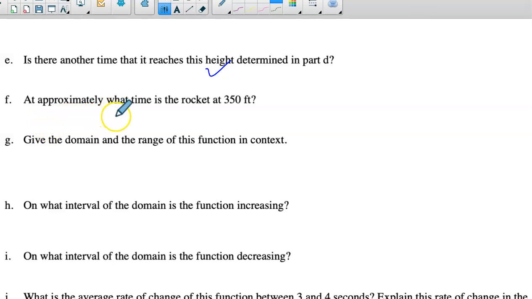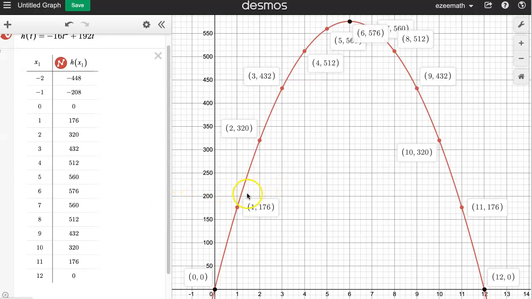At approximately what time is the rocket at 350 feet height? This is a little tricky. Let me show you. 350 is the height you are looking for. Go to your second column. Do you see 350 anywhere here? I can see 320 and then 432. So 350 is between 2 and 3 seconds, somewhere in between, and a little closer to 2 seconds because 320 is there and then 432.